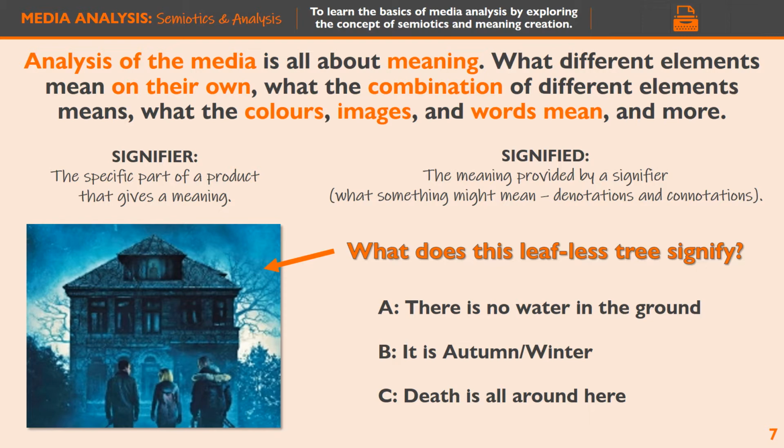So if you look at this image here, it's taken from a horror poster or horror DVD cover, and in the background behind the house is a tree without any leaves on it. It is a leafless tree. So what does this leafless tree signify? And here are some options for you. Does it mean that there's no water in the ground? That it is autumn or winter? Or that death is all around here? Now, the clever ones among you will have realised that actually it can signify all three of these things. It just depends on our interpretation.